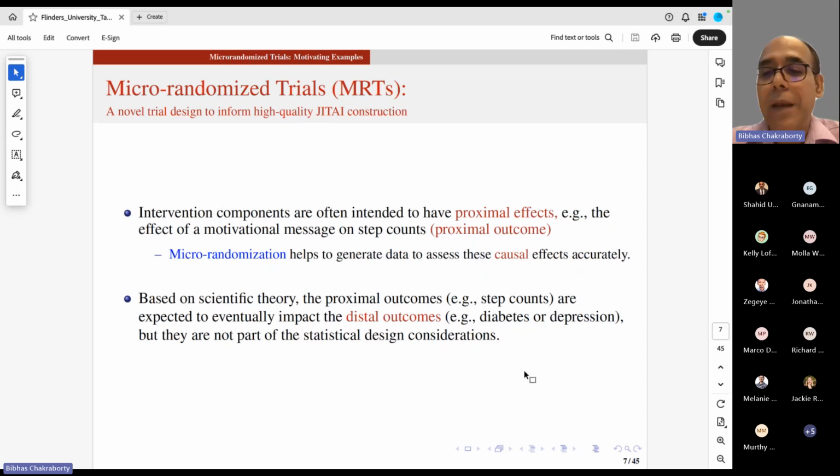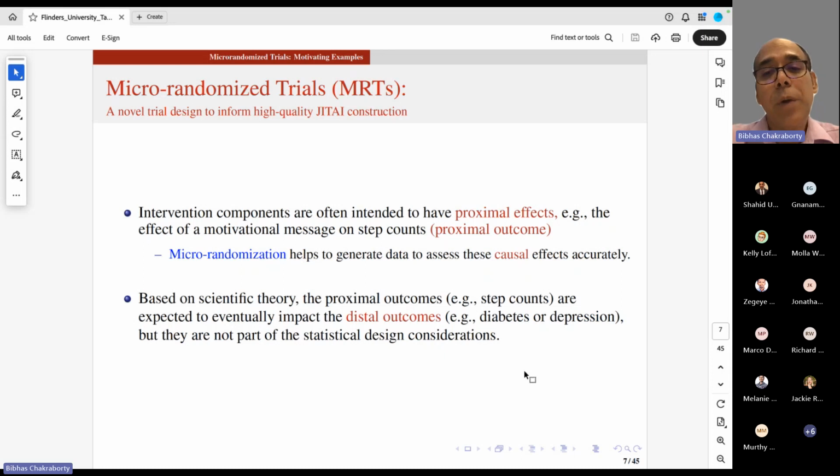And this micro-randomization helps to generate the right kind of data to assess the causal effects of these interventions on the proximal outcome. However, in today's talk, I'm not going to go into the details of causal inference here. Instead, I will be talking about some algorithms to adaptively allocate the interventions.